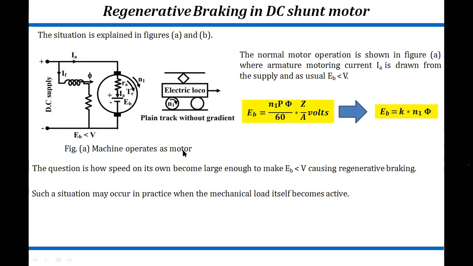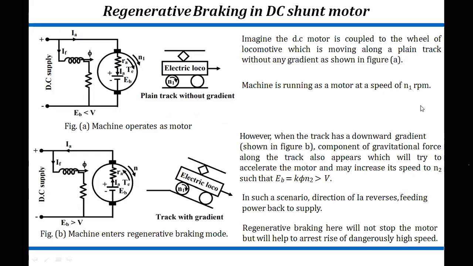But if there is a gradient, at that time when we are measuring the speed, we are saying that speed as N2. That's why we will get the value of back EMF equal to K into phi into N2, and it will now be greater than the supply voltage. So here we can see we can reverse the direction of Ia, and as we are reversing the direction of Ia, we will get regenerative braking in the DC machines.